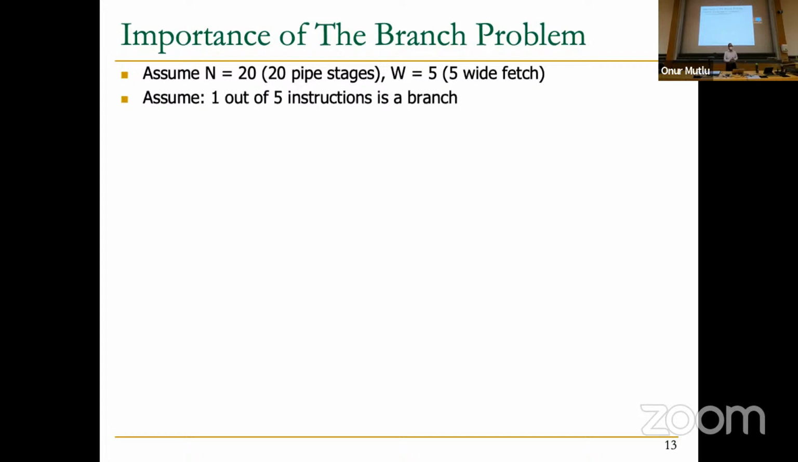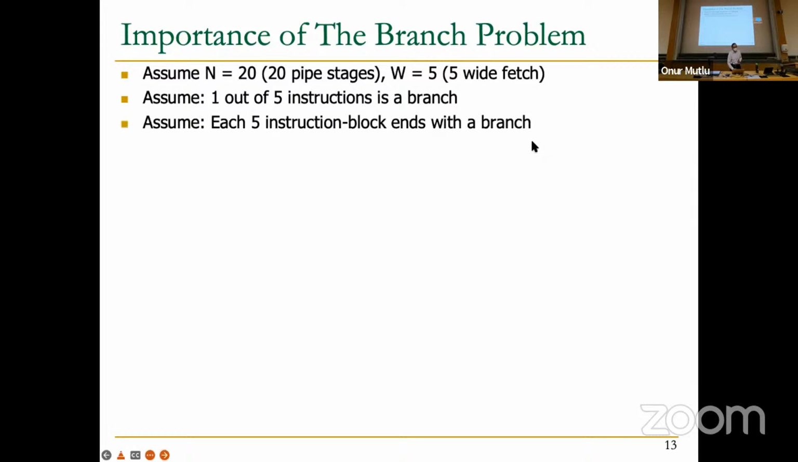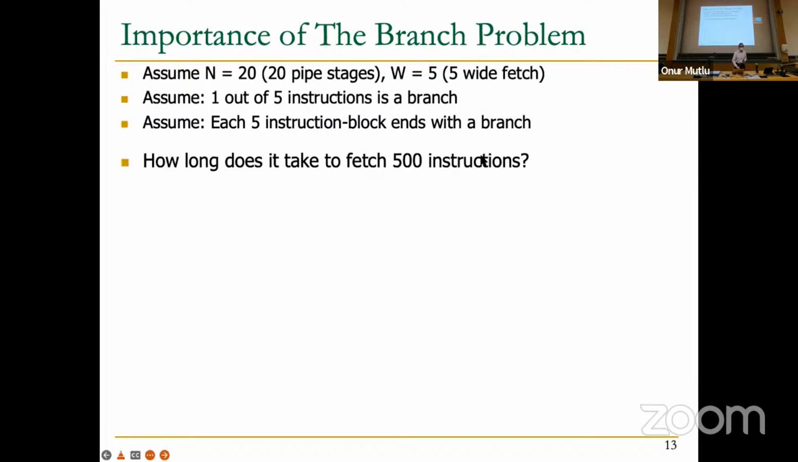Because I'm going to assume 1 out of 5 instructions is a branch. So assume that each 5-instruction block ends with a branch. The question is, how long does it take to fetch 500 instructions? So these are the assumptions. If I give you these assumptions, you should be able to calculate this. Not really, because I didn't give you the accuracy of the branch predictor. So if the accuracy of the branch predictor is 100%, you did not mispredict anything. You're fetching 500 instructions, and you're fetching 5 instructions per cycle.